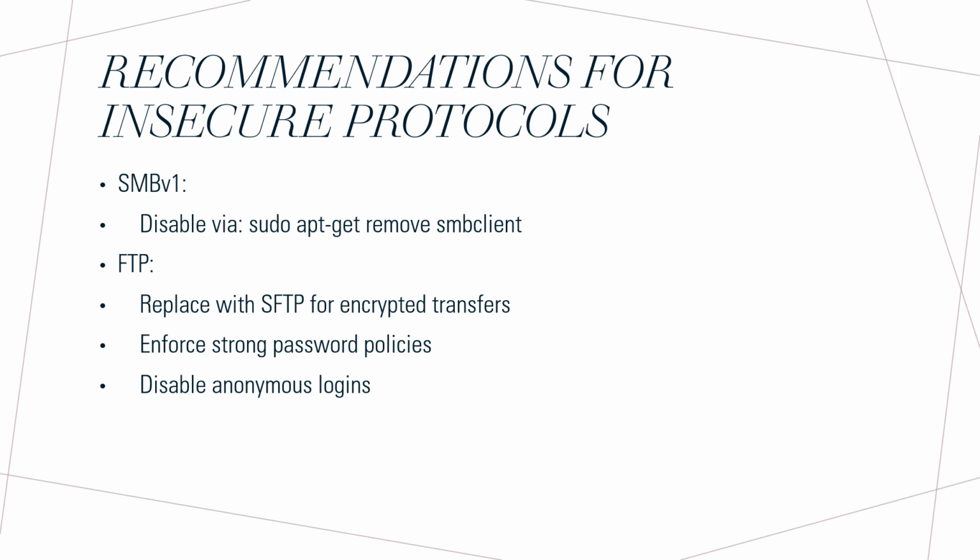As for the recommendation for the insecure protocols, mitigating these risks begins with disabling SMBv1 entirely using package removal commands. For FTP, replacing it with SFTP is recommended, as it encrypts file transfers and reduces the risk of eavesdropping. Strengthening password policies and disabling anonymous logins further strengthen the security of file transfer services.